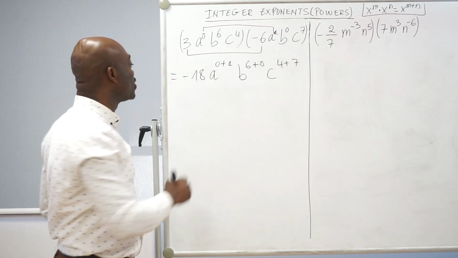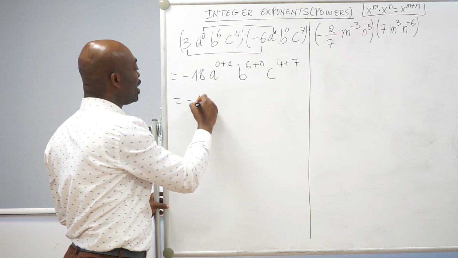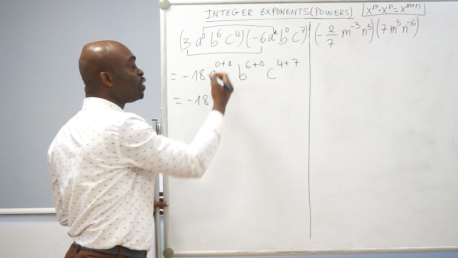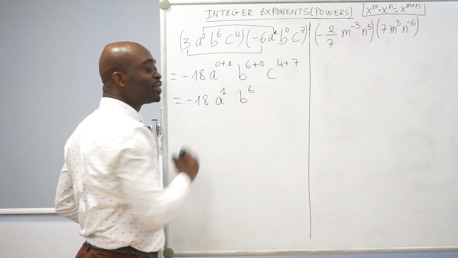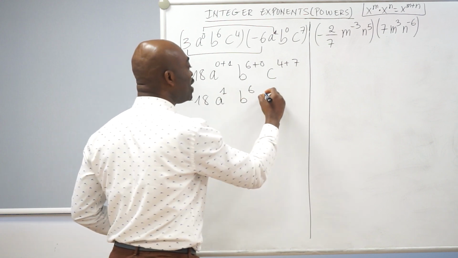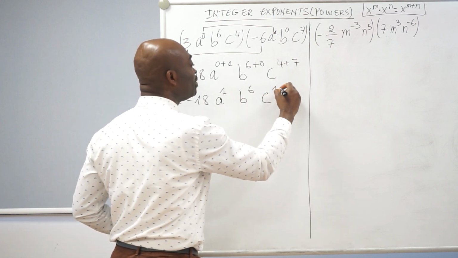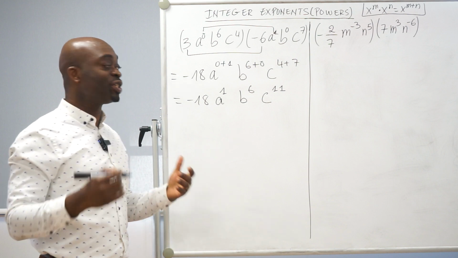All right? So then we have to continue. We have negative 18. A, then 0 plus 1 is 1, of course. B, 6 plus 0, which is 6. And then last but not least, we have C 11, because we have 4 plus 7, which is 11.